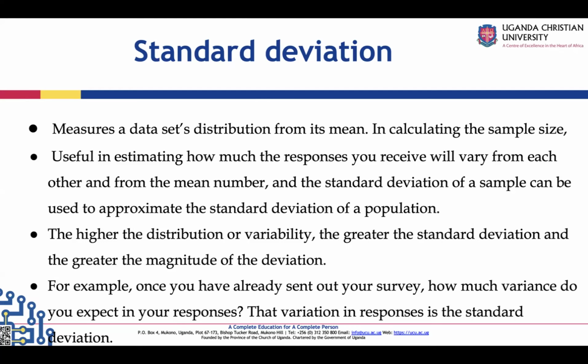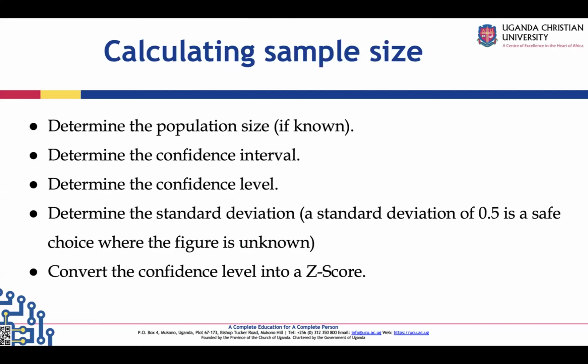And the higher the distribution of variability, the greater the standard deviation you expect, or the magnitude of that deviation. So once you set out for your survey, you should have some kind of prior knowledge as to how varying the opinions of that population is, okay? So how do we calculate this? Of course, now it sounded very abstract, but there is an actual formula to this, okay?